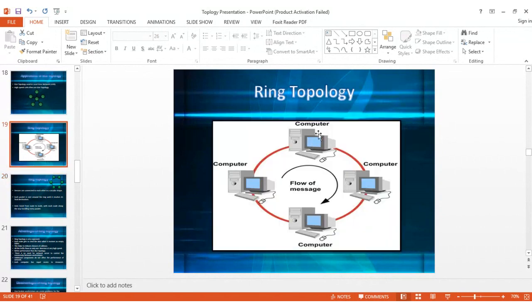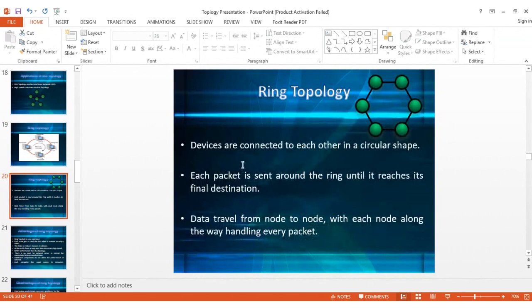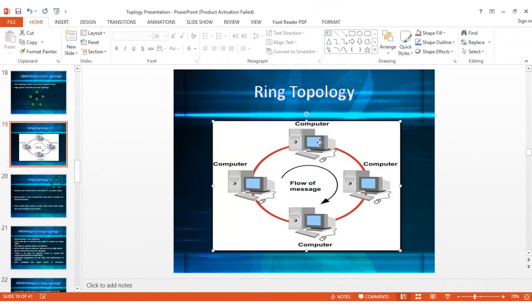For example, you have a packet from this computer, and this packet is supposed to be sent to this computer. It has to be sent from this computer until it reaches its destination. The data travels from one node to the next node. All the devices here can handle all the packets that are required to be transmitted to the destination.